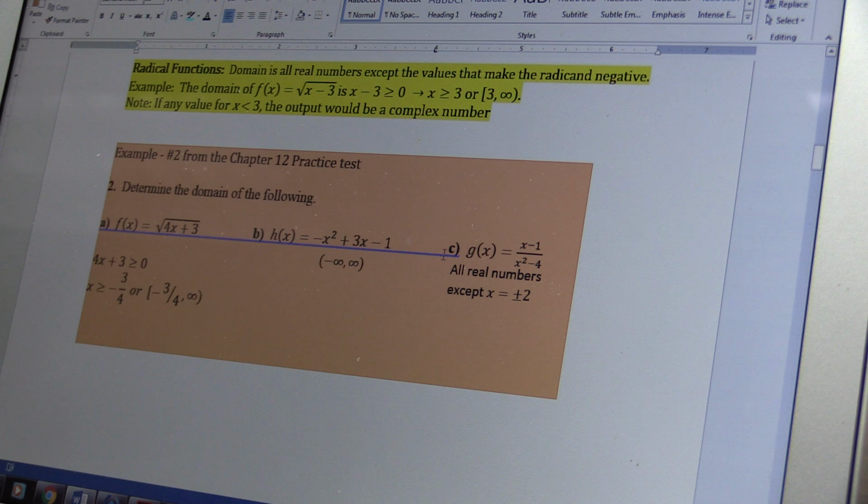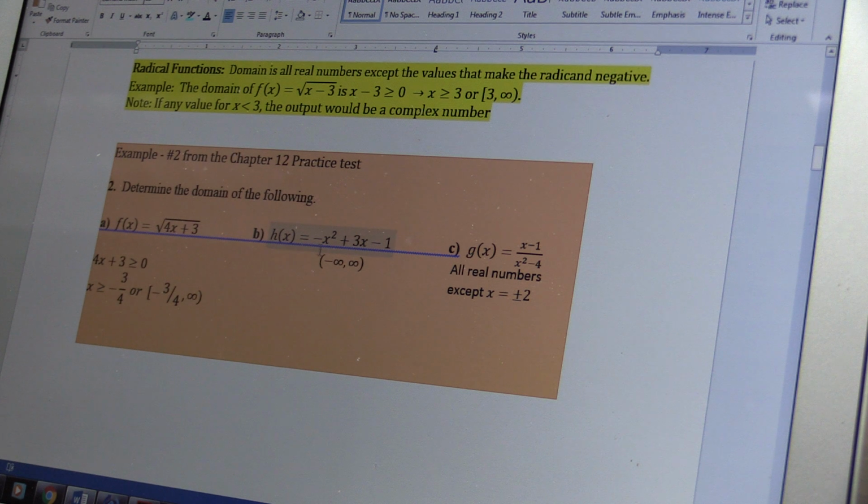So here's the type of examples you'd see. Example number 2 from the chapter 12 practice test. If I asked you to determine the domain of the following, here's a radical function. So I'm going to take the radicand, make it greater than or equal to 0, and solve for x. So x is greater than or equal to negative 3/4 in this case, or in interval notation, negative 3/4, comma, infinity, including the negative 3/4 with a square bracket. That will be the domain of that function.